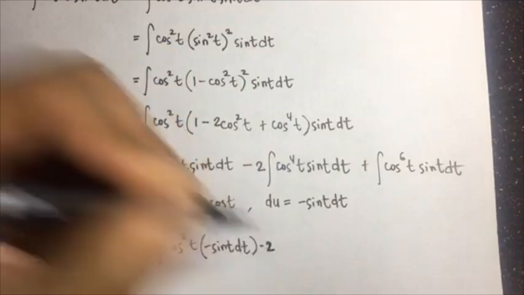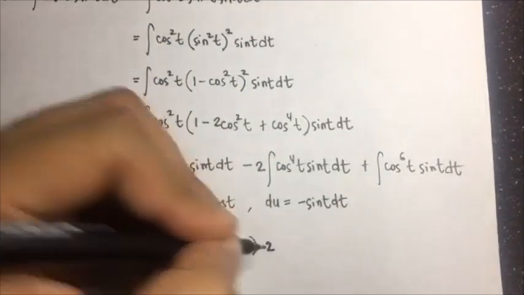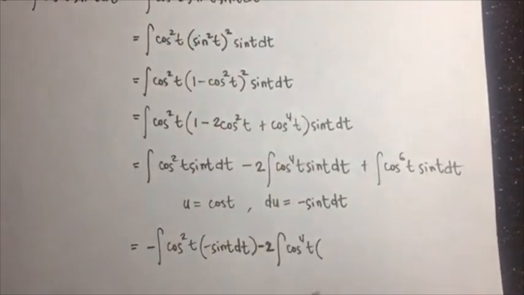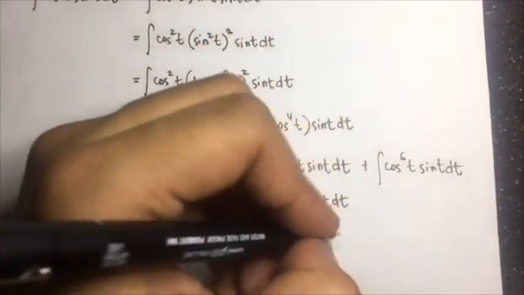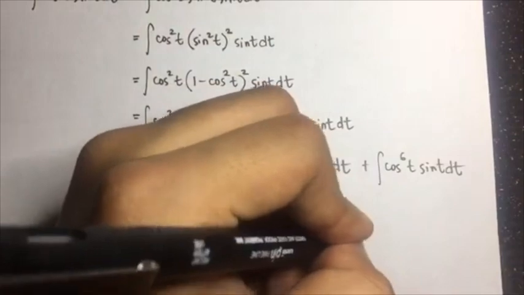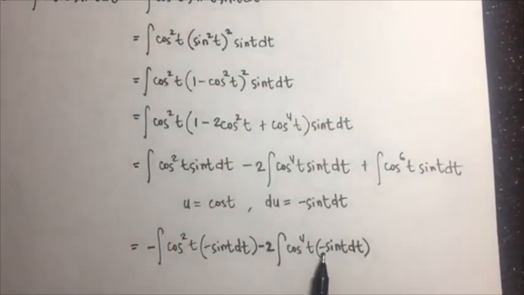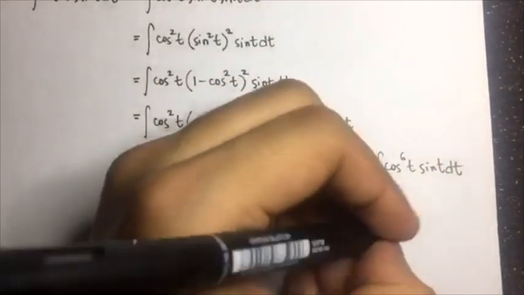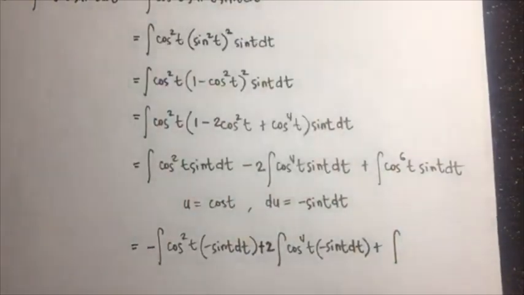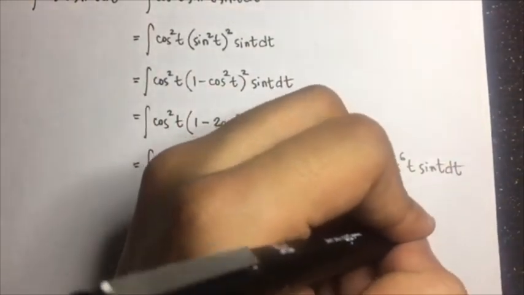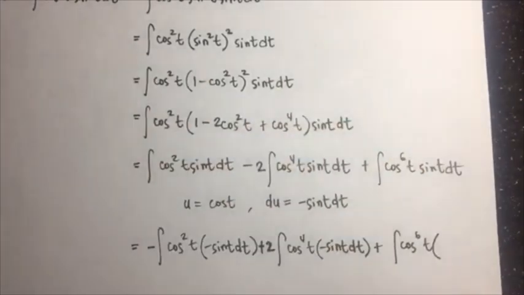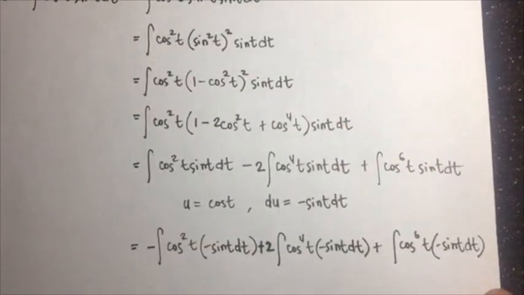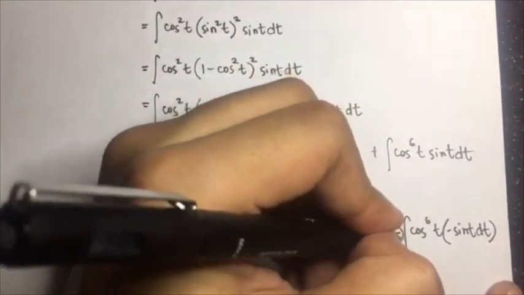minus 2 integral of cosine to the fourth of t, and then we will place negative for sine. Since we put here negative, this will become positive. Then the last one, so plus integral of cosine to the 6th of t, and then negative sine of t dt. Then we will also place a negative sign here.